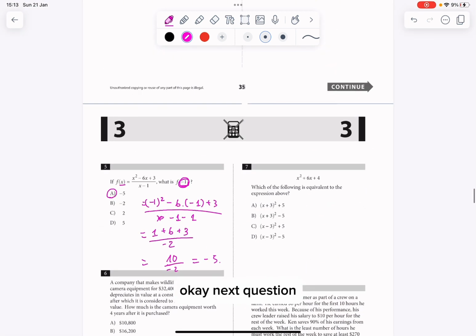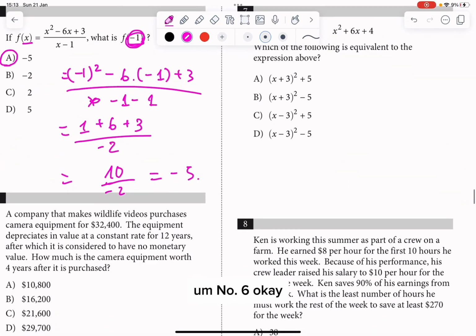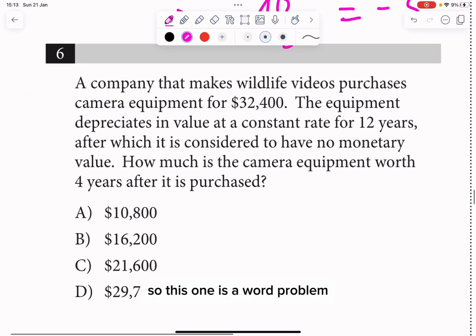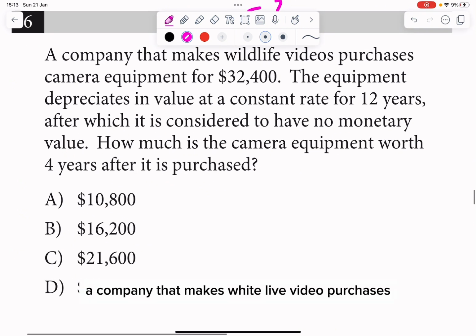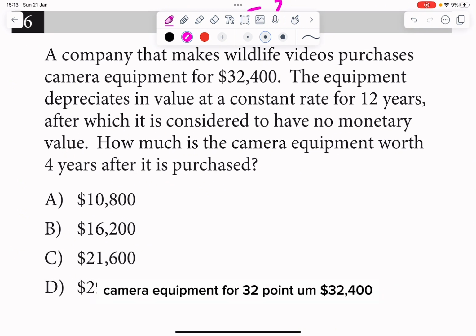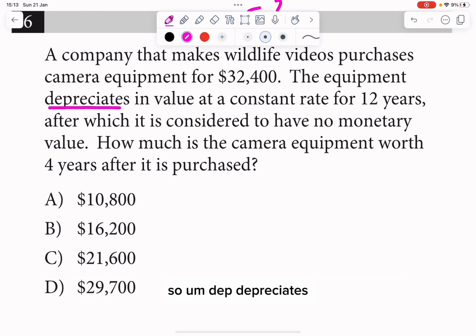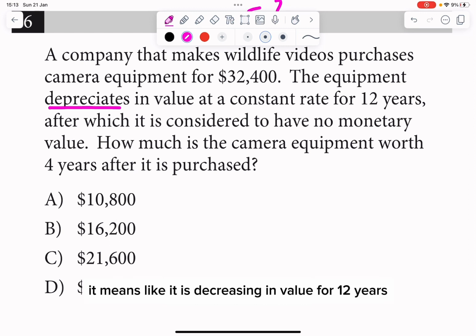Okay. Next question, number 6. Okay, so this one is a word problem. A company that makes wildlife videos purchases camera equipment for $32,400. The equipment depreciates in value at a constant rate for 12 years. Okay, depreciates means it is decreasing in value for 12 years, after which it is considered to have no monetary value. How much is the camera equipment worth 4 years after it is purchased?